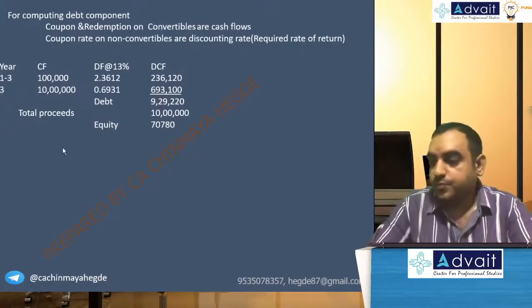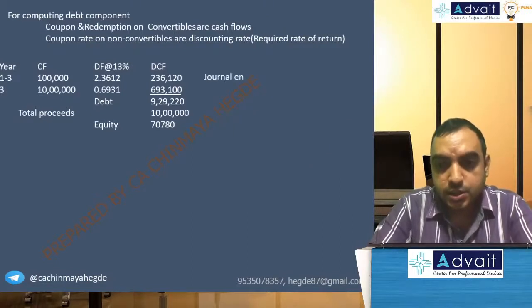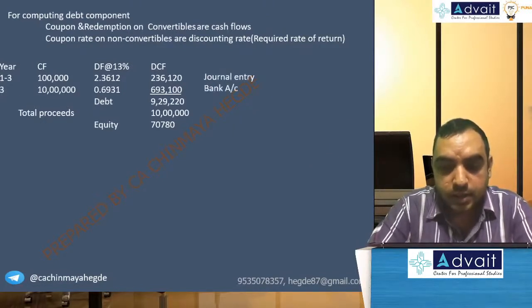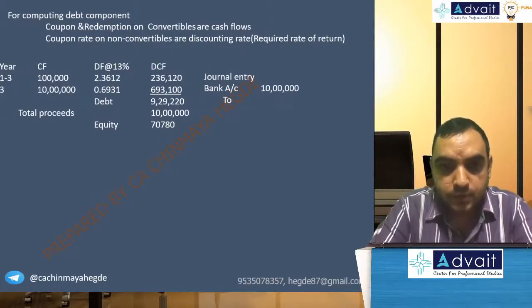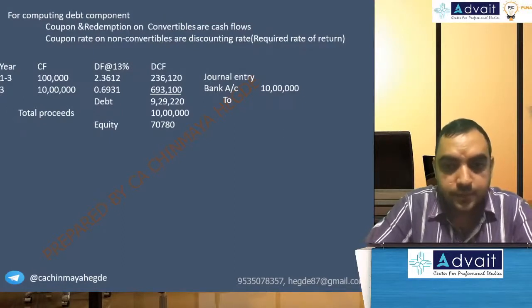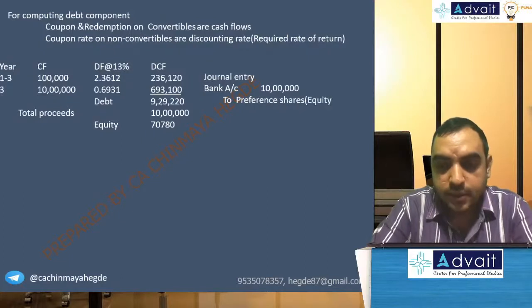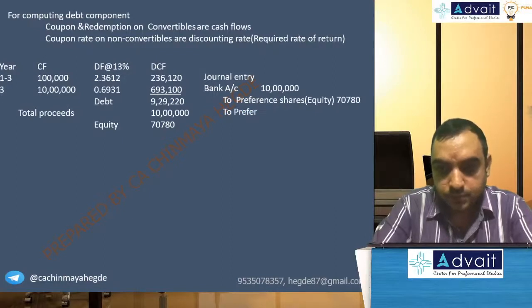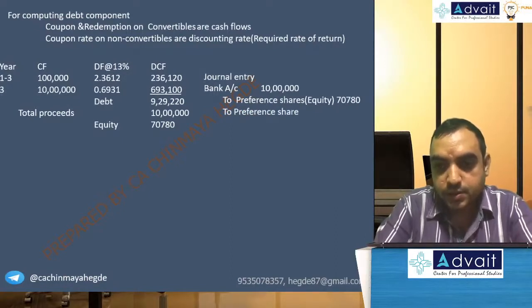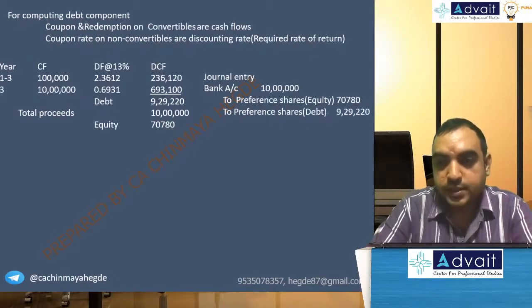Okay, so what will be the journal entry that you are going to pass? They have not asked, let's do it for our reference. Journal entry: Bank account debit 10 lakh. To preference shares (equity) 70,780, to preference shares debt, that is 9 lakh 29,220.